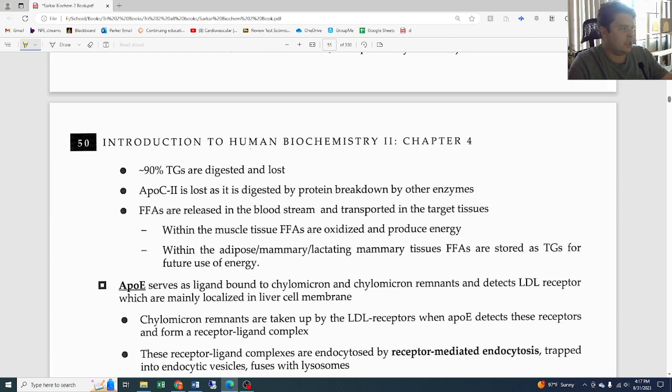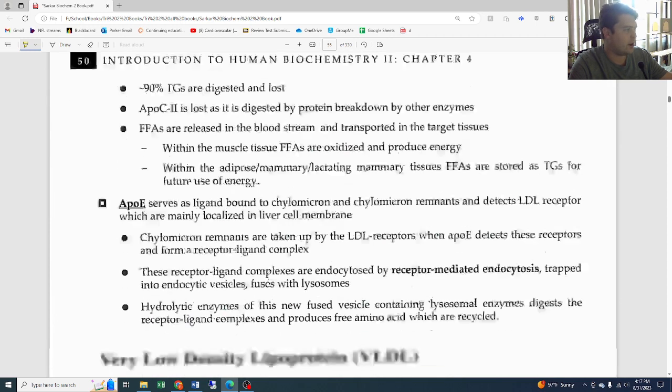Free fatty acids are released in the bloodstream and transported to the target tissues. Within the muscle tissues, the fatty acids are oxidized and produce energy. Within the other ones, they're stored. Use of energy, we saw that already.